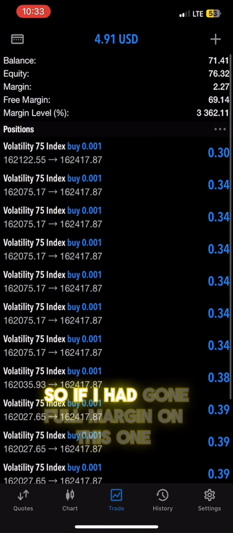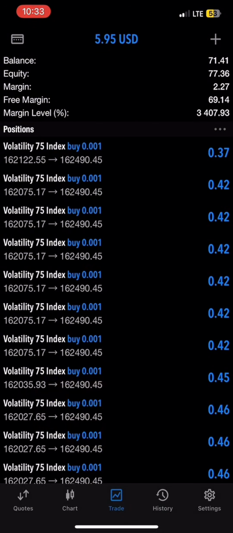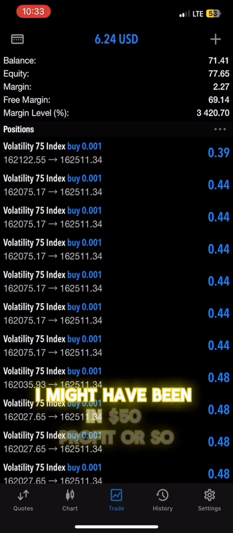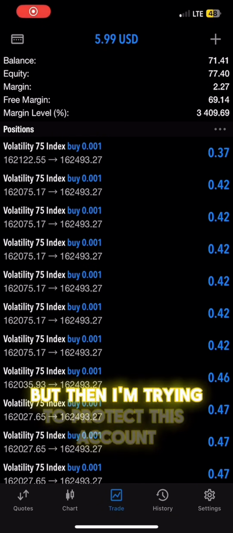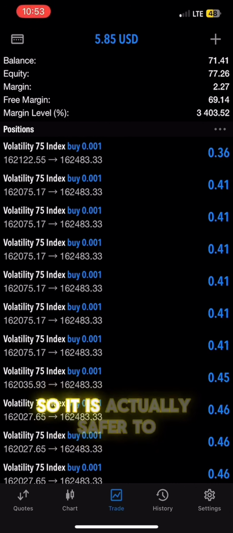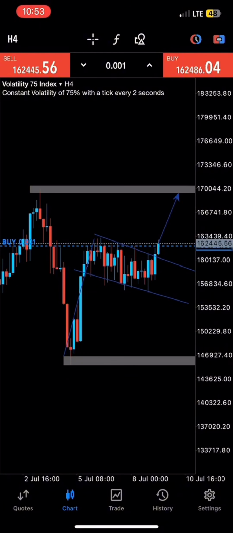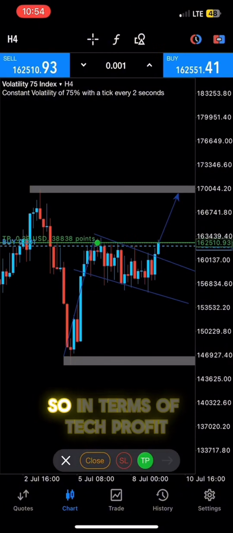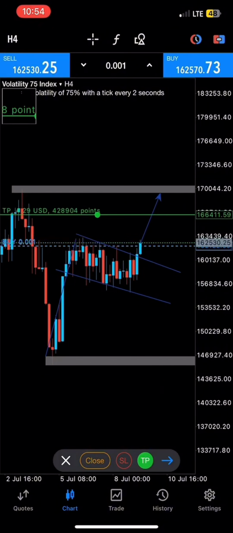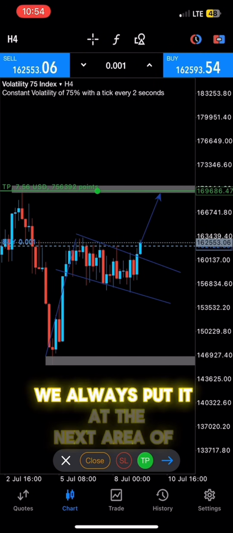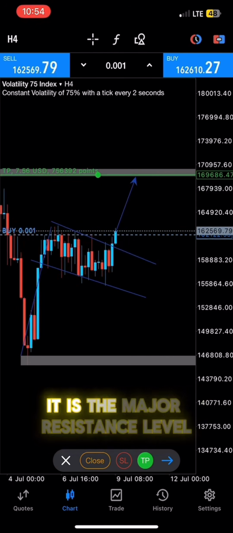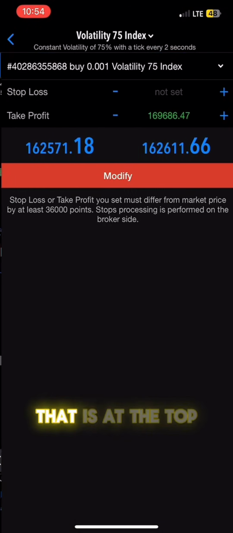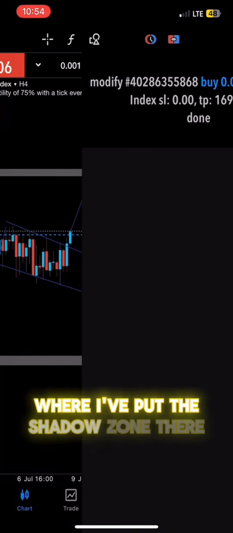So if I had gone full margin on this one, right now I might have been in $50 profit or so, but then I'm trying to protect this account, so it is actually safer to apply risk management on this one. In terms of take profit, we always put it at the next area of confluence that we see. At this point, it is the major resistance level at the top, where I've put the shadow zone there.